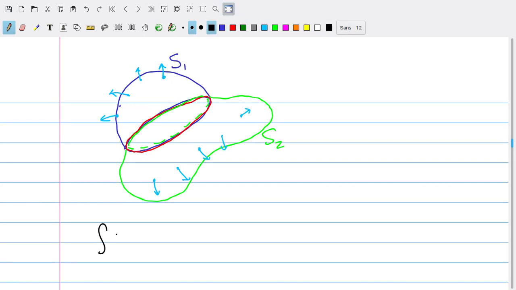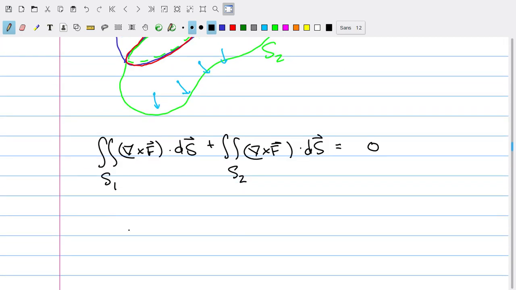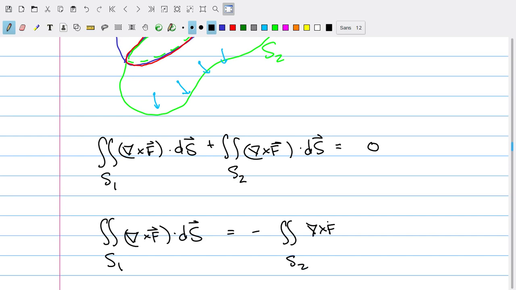well, I know that the integral over S1 of the curl of f dot dS vector plus the integral over S2 of the curl of f dot dS is going to be equal to the integral over that full closed surface formed by gluing S1 and S2 together. But the integral of a curl over a closed surface is 0. So this is going to be 0. In other words, the integral over S1 of the curl of f dot dS is equal to minus the integral over S2 of the curl of f dot dS. And that can be really, really useful.